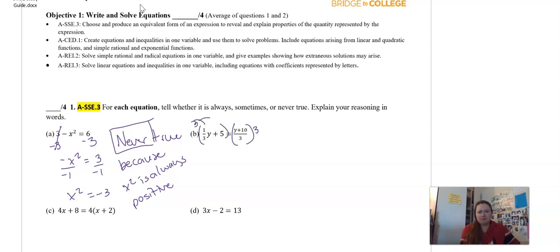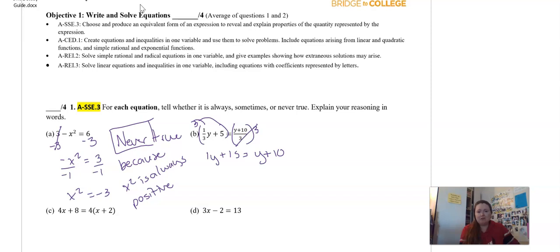So when I do that, I have 3 times 1/3, which is 1y, plus 3 times 5 is 15, equals y plus 10 divided by 3 times 3. The 3's cancel, so I just have y plus 10. Okay, so I have 1y plus 15 equals y plus 10. Now you might start to see here, y is the same number, right, I have a 1y here and a y here, which is the same thing. Add 15 to one and 10 to the other, that's never going to be the same.